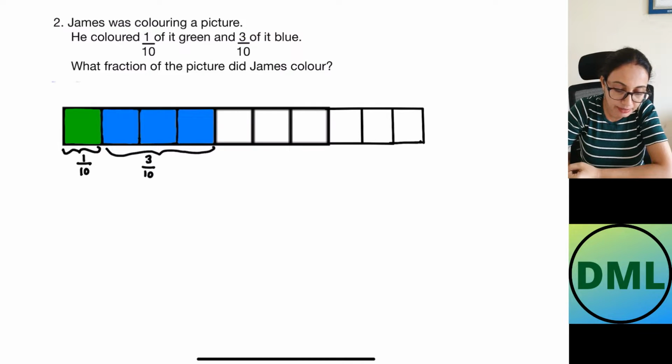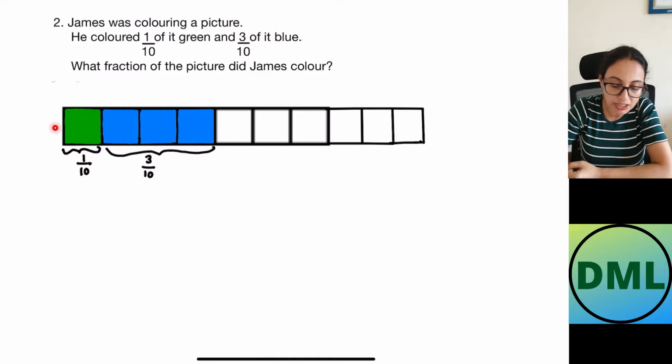He shaded 3/10 of it blue. So out of 10 parts, how many parts are shaded as blue? 3, right? So that means as you can see that 1, 2, 3 parts I have shaded as blue. So this part will be written as 3/10. Out of 10 parts, 3 parts are shaded as blue. Now he is asking me what fraction of the picture did James color.